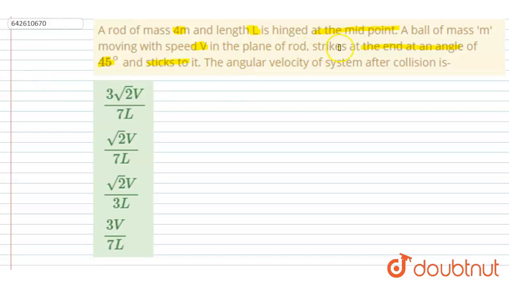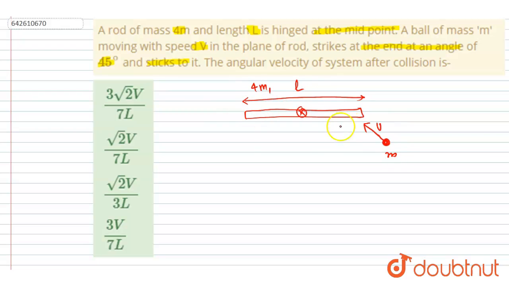So it is given that the ball strikes at the end at an angle 45 degree and sticks to it, right? So let's see the diagram first. Let's suppose this is the rod and the length of the rod is L, and it is hinged at the midpoint. At an angle 45 degree a ball strikes, and the velocity of the ball is v, the mass of the ball is m, and the mass of this rod is 4m. Very simple. Now when the ball strikes, you can see it will stick to this end, right?